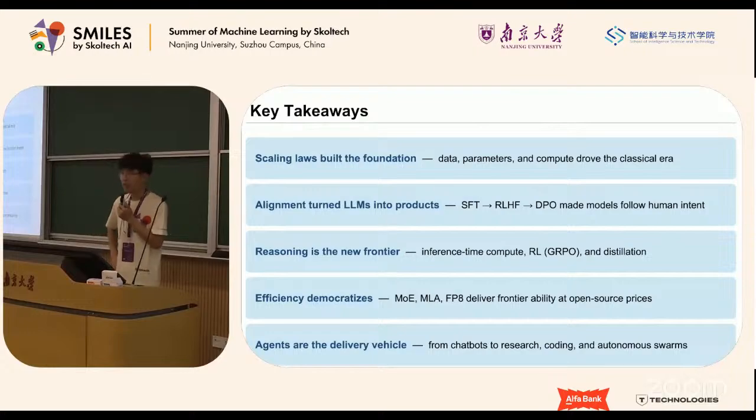And finally, proactive agents are becoming the primary vehicles to deliver these capabilities to users, such as deep research, coding, and autonomous swarms. And recently, recursive self-improvement and auto research have become very popular topics.